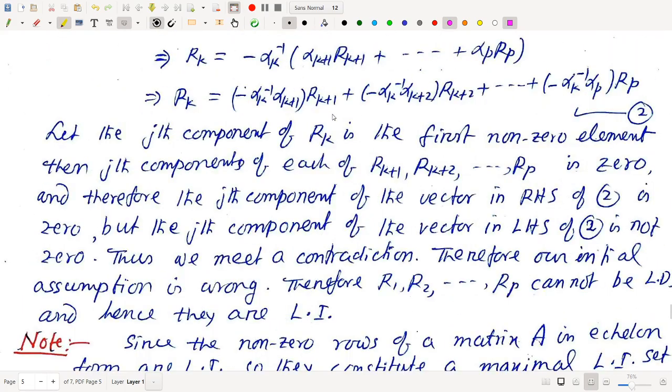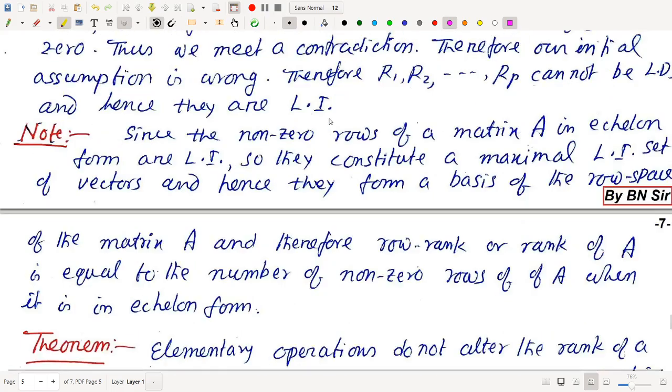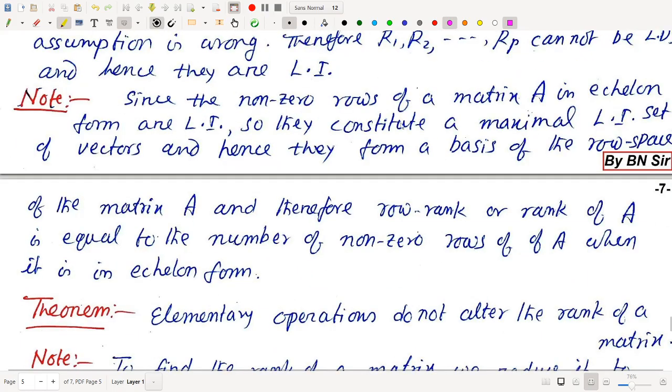Now if we include a zero row, it will be LD, as you have already seen. So the maximum number of linearly independent rows in an echelon matrix is nothing but the number of non-zero rows. So we note this. Since the non-zero rows of a matrix A in echelon form are linearly independent, they constitute a maximal LI set. Because if you include another row, it will be a zero row, so that will be LD. So the non-zero rows constitute a maximal LI set. Maximal means having the maximum number of linearly independent vectors.